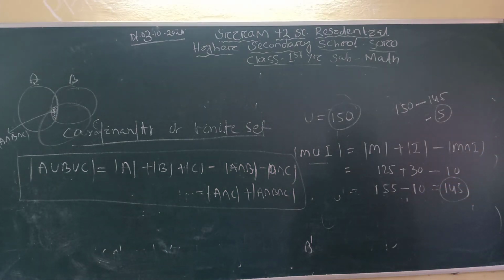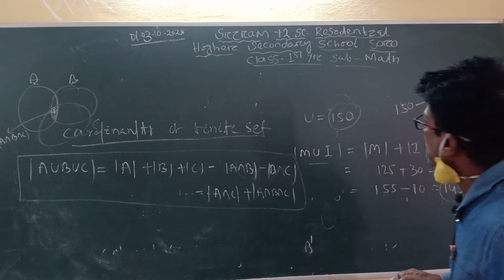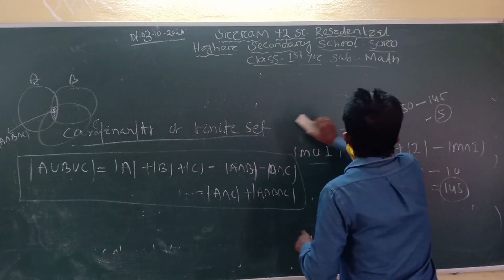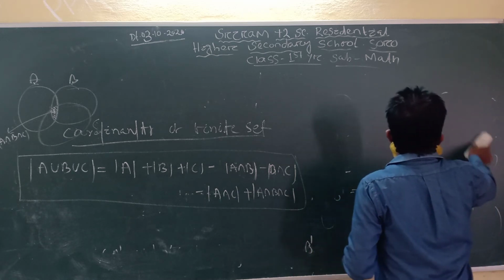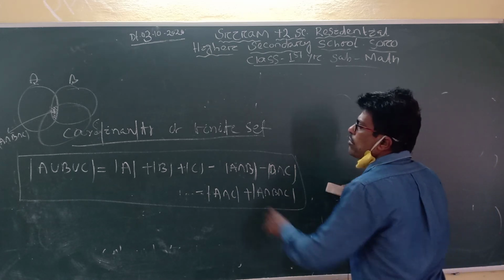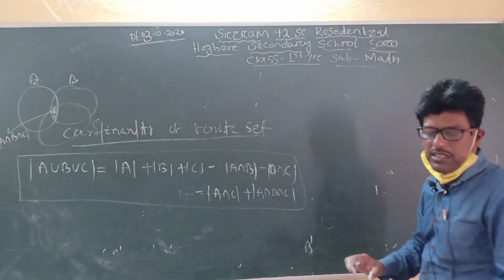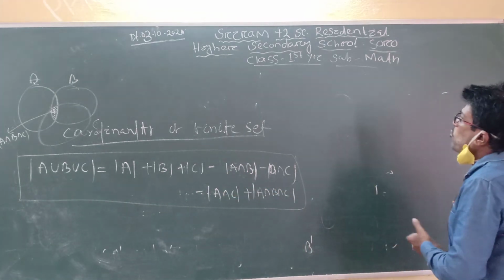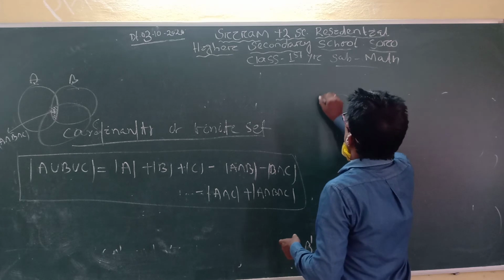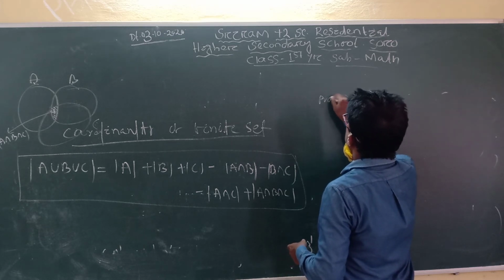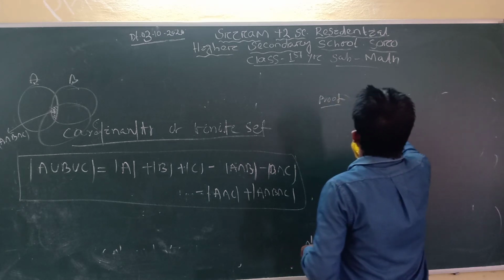Yes, number 8 in your books: A union B union C is equal to cardinality of A plus cardinality of B plus cardinality of C. I am going to prove this problem now, question number 8 in your books. Here is the proof.